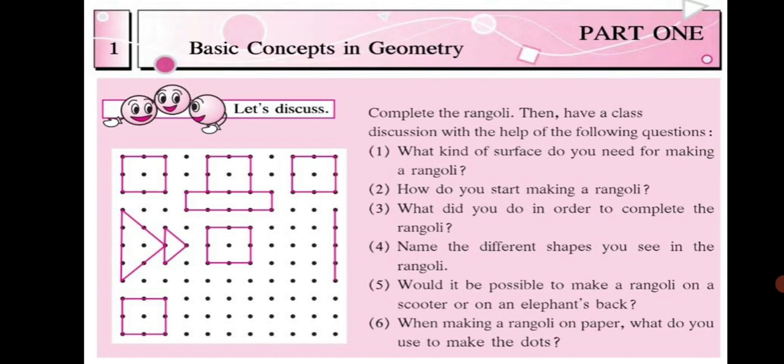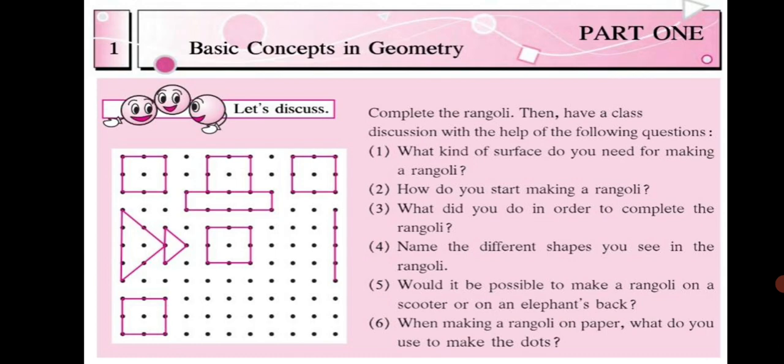First, what kind of surface do you need for making a Rangoli? For making a Rangoli, I need a flat surface. How do you start making a Rangoli? I can start making a Rangoli by drawing equally spaced dots on the flat surface using a chalk. What did you do in order to complete the Rangoli? In order to complete the Rangoli, I joined the dots by straight lines to make a design.